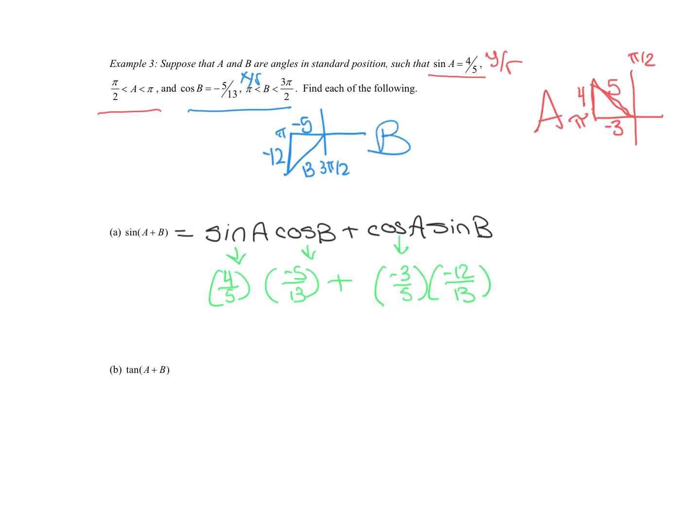4 times negative 5 is negative 20/65 plus 36/65. And then you can add the numerators because you already have common denominators, which will get you a 16/65. There's your answer.